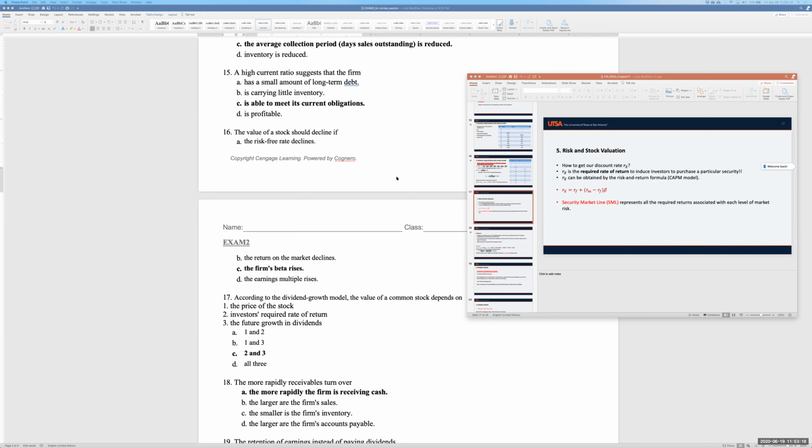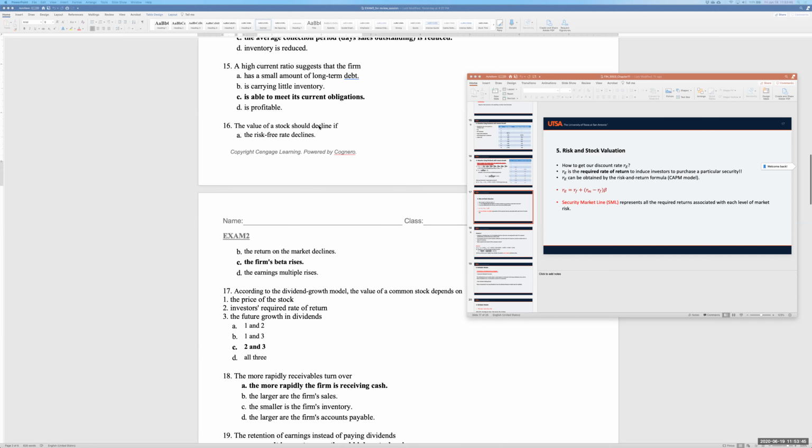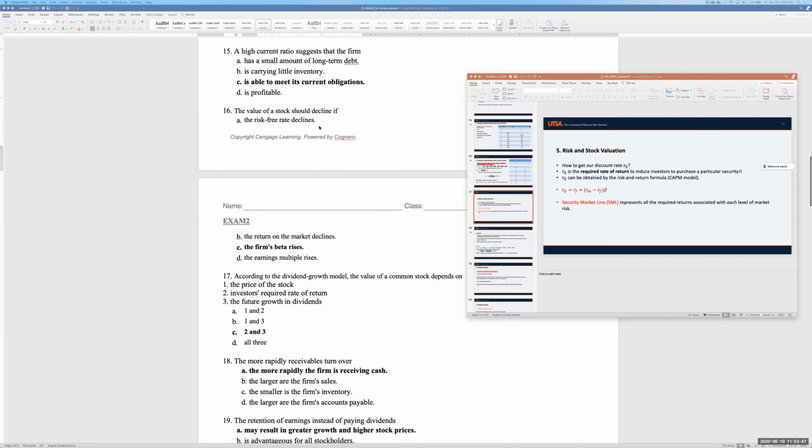It relates to current assets and current liabilities. Go to C, is able to meet its current obligations. So the main purpose of measuring the current ratio is exactly this: whether the company meets its current obligations by looking at current assets and current liabilities. So definitely the answer is C. And is profitable? No, the D is wrong. The correct answer for question 15 is C.